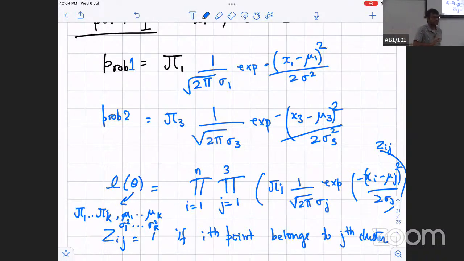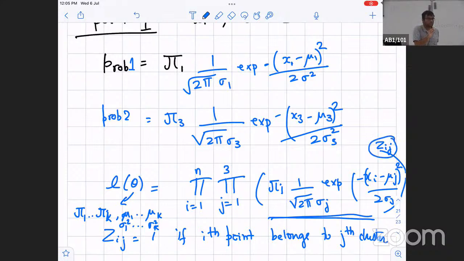Is that okay? Do you see why that is a probability? I am multiplying this, right? So pi j is the probability that the point comes from the jth cluster times this. Correct? And this will be only true if zij is 1. Otherwise, that term will be 0, and something to the power of 0 is multiplying by 1.